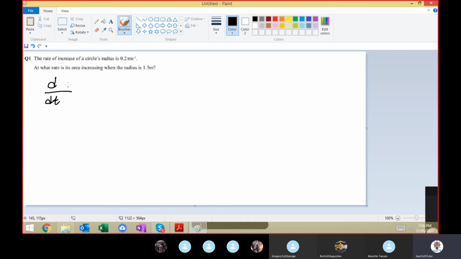Close. You do have it, but you'll need that. Just wait. At what rate is its area increasing? dA. So you want to find dA on dt. Now it says the rate of increase of a circle's radius is 0.2. So what equals 0.2? d what? dr on dt. Yeah, that one. dr on dt is 0.2. The rate of increase of the radius is 0.2 meters per second.